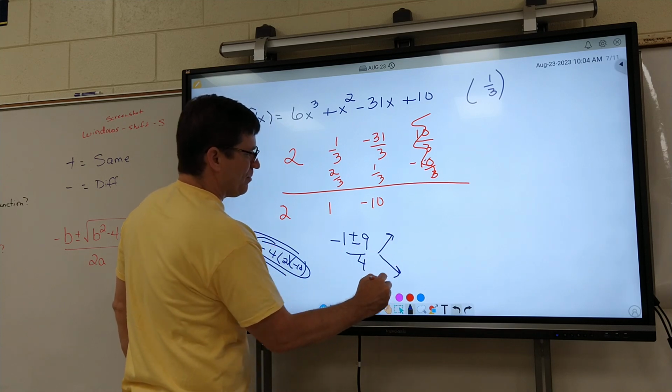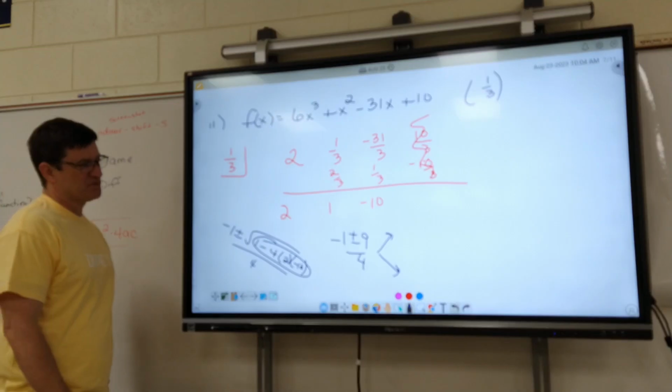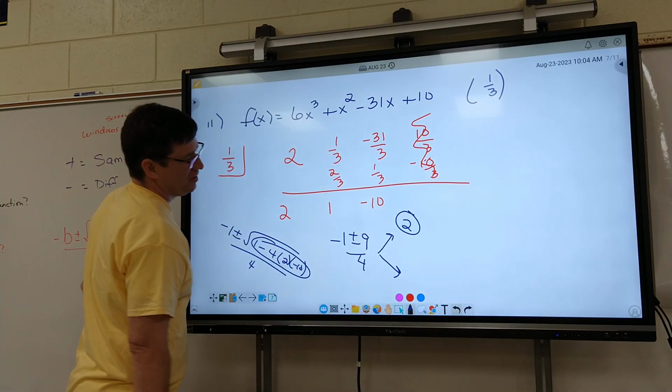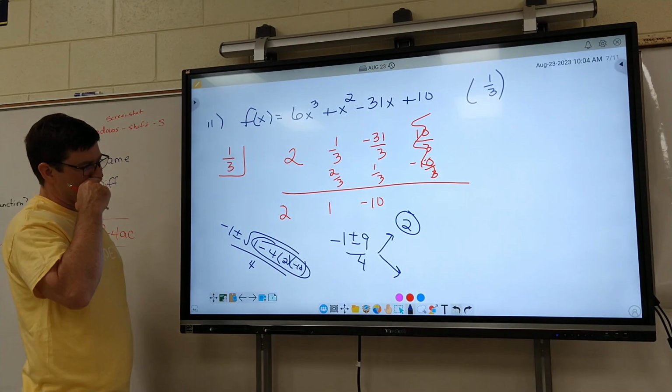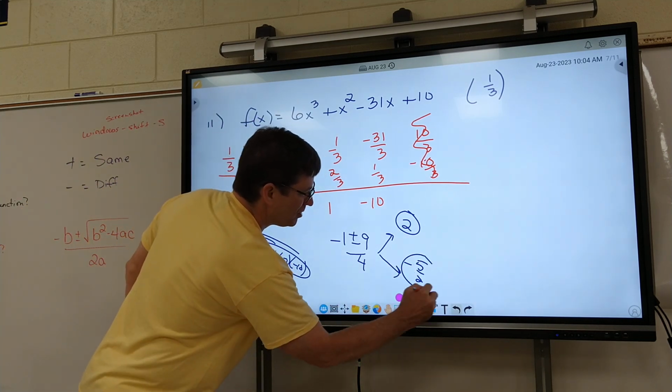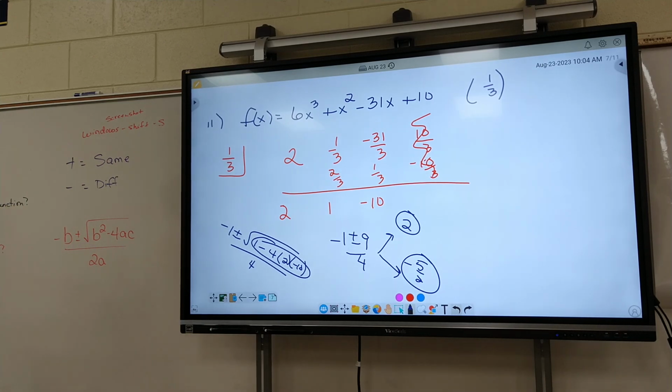All right, now we got to find both answers. So first answer, use the plus sign. I got 8 over 4, which is 2. Second answer, use the minus sign. I got negative 10 over 4, which is negative 5 over 2. All right, so 11 wasn't a big deal. Should have been able to do 11. All right, the other one I'm going to help you with, then we'll sit down, is number 9.